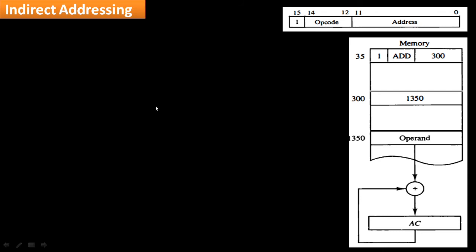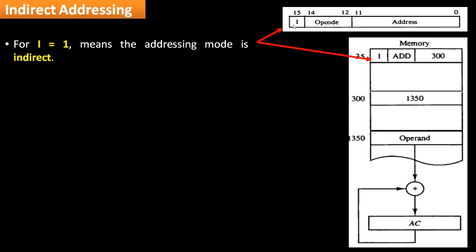Now let us try and understand indirect addressing. To understand indirect addressing, the bit which signifies direct or indirect addressing here is 1. So when it is 1, it shows that the addressing type is indirect, and the operation code given here is again add, but this time the address that has been given here is not the address of the operand.